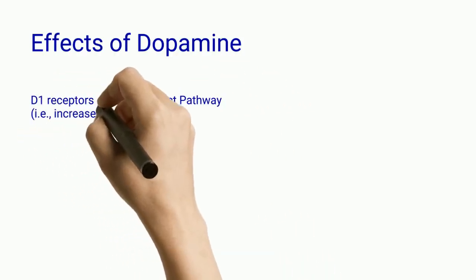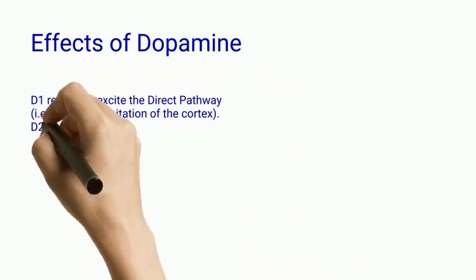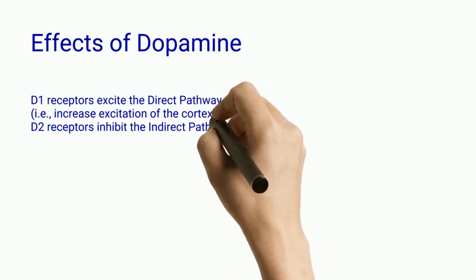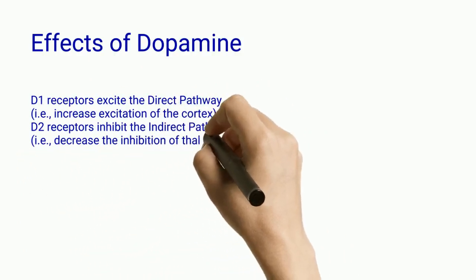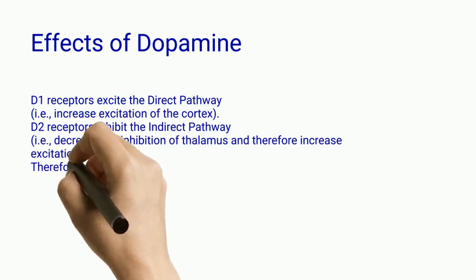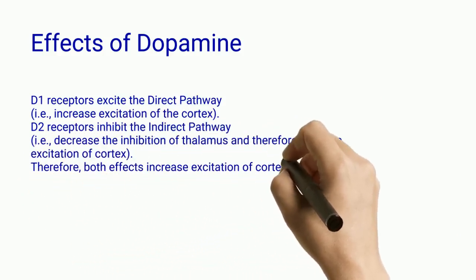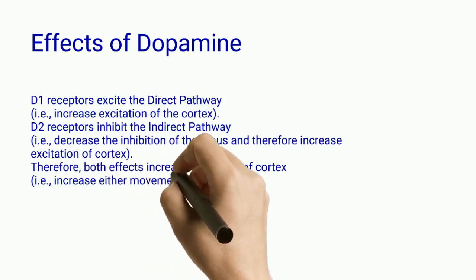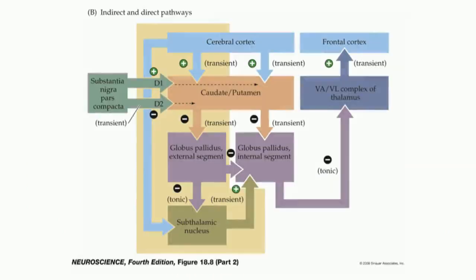Well, there are two dopamine receptors, and D1 receptors lead to excitation of the direct pathway, D2 to inhibition of the indirect pathway, so both lead to increased excitation of the cortex. So this is just showing you the input from the substantia nigra into these direct and indirect pathways, showing the D1 excitatory receptors and the D2 inhibitory.